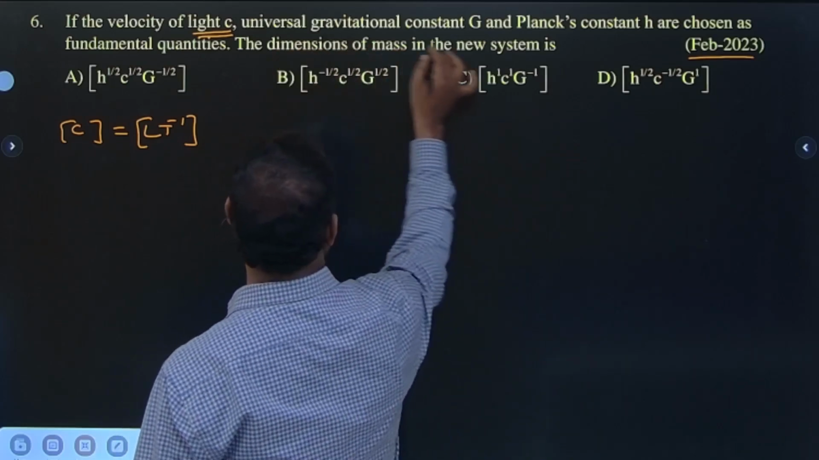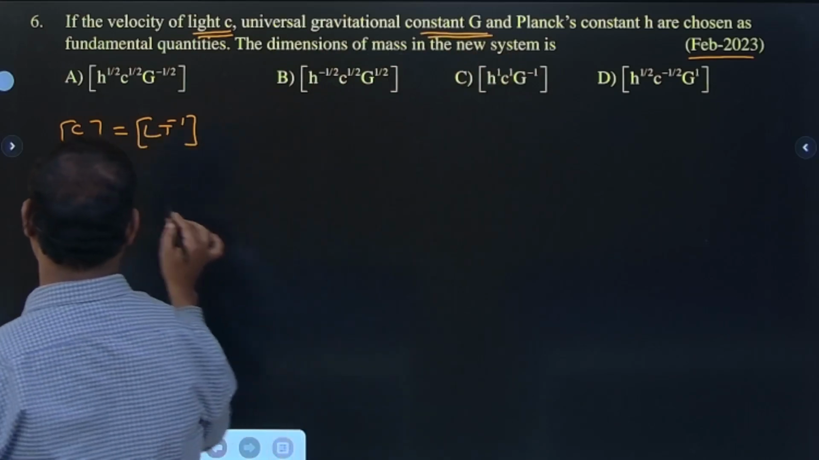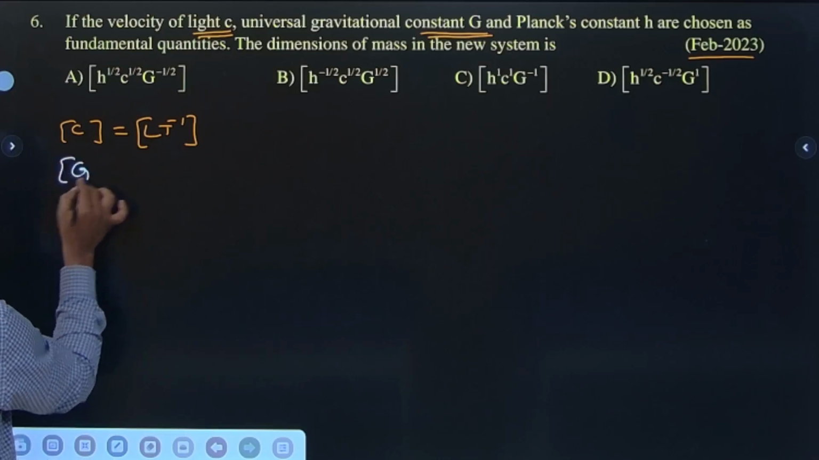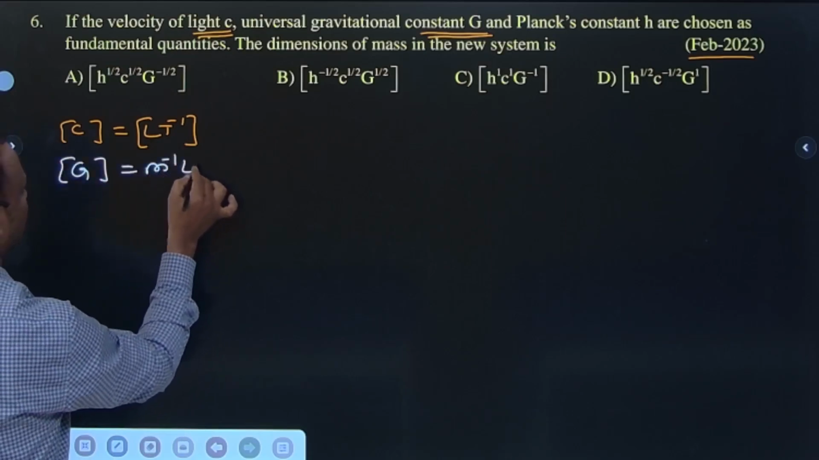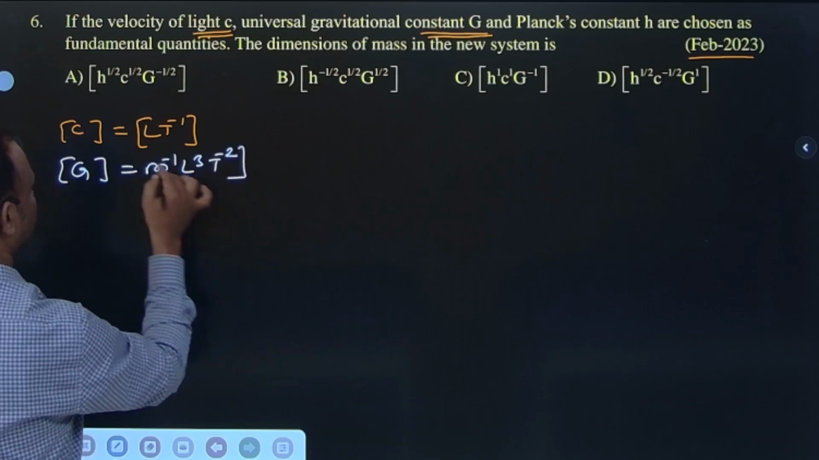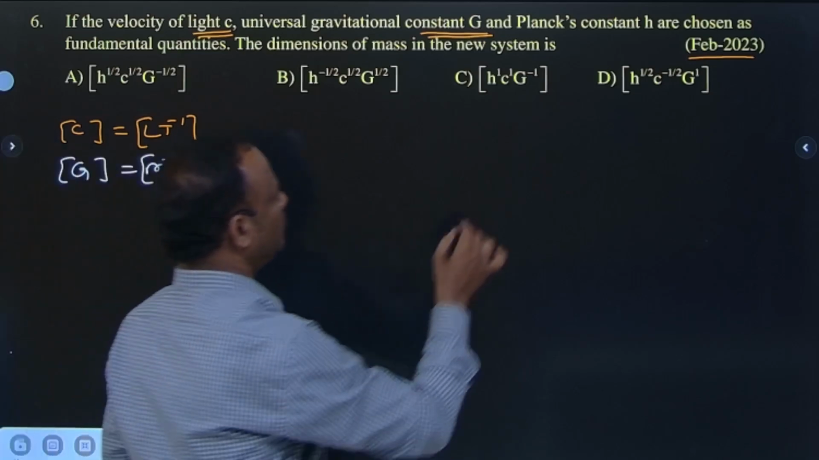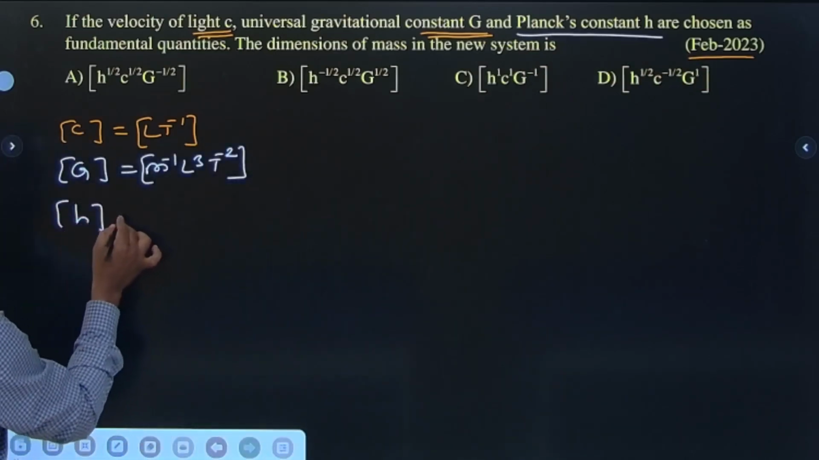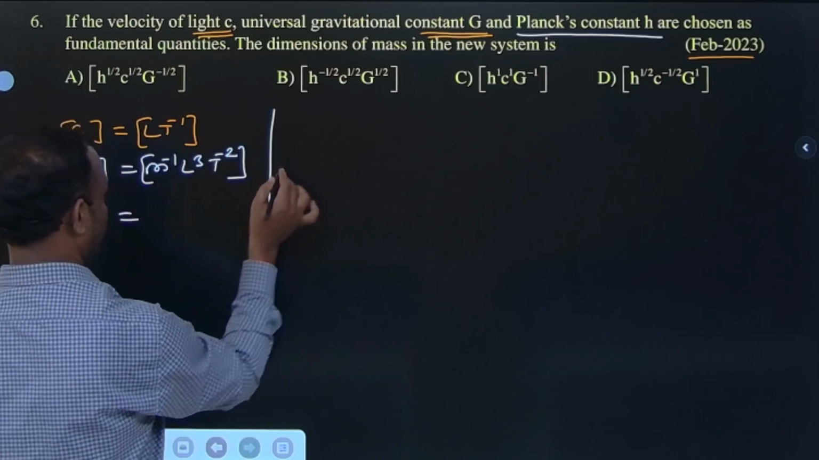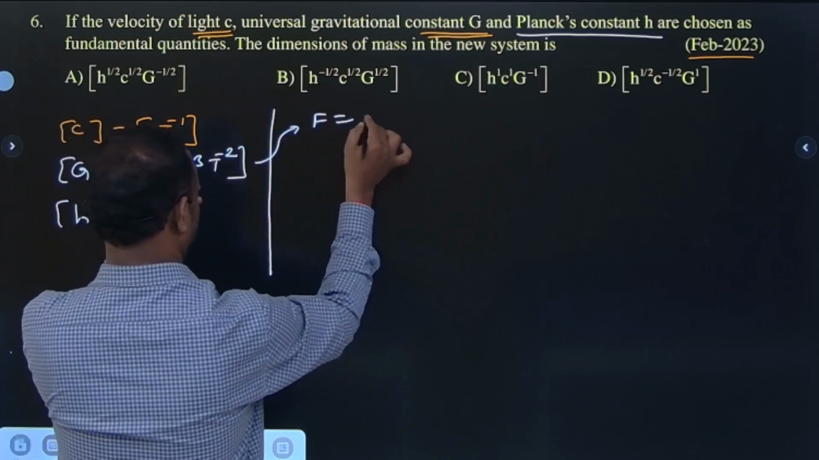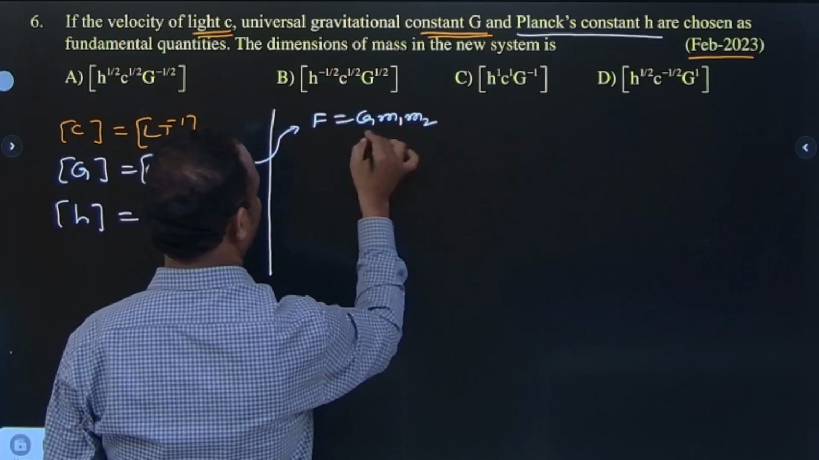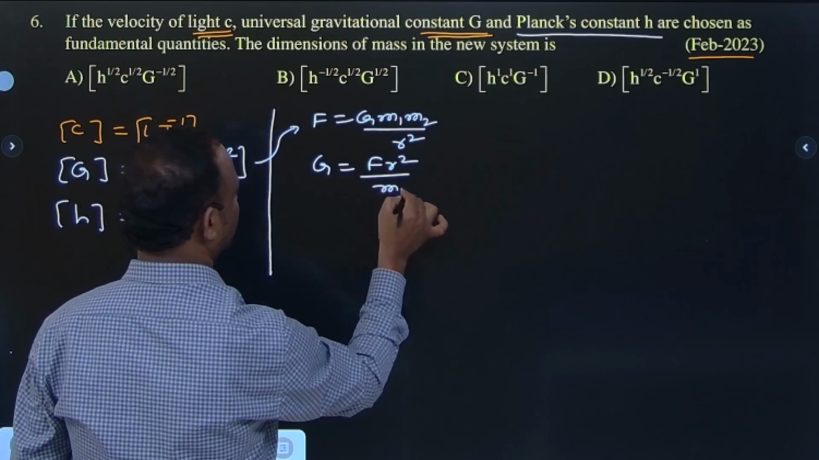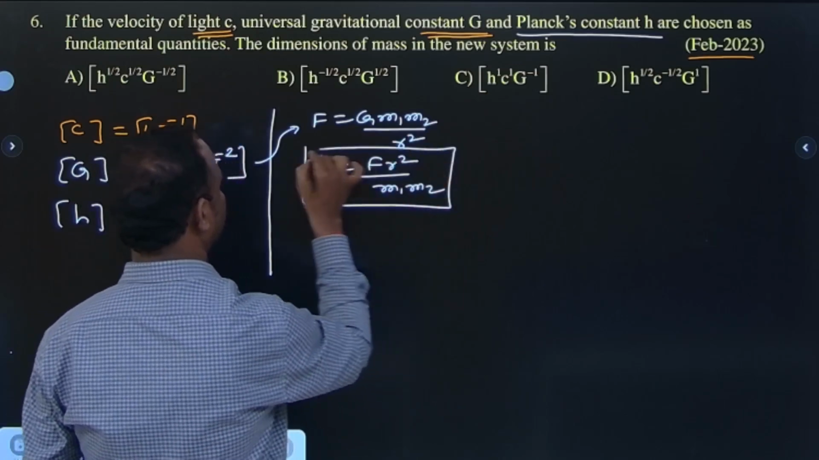And the universal gravitational constant is G. The dimensional formula of G is M⁻¹L³T⁻². How do we get it? As F is equal to G m1 m2 by r², G is equal to F r² by m1 m2. From this we can get it.